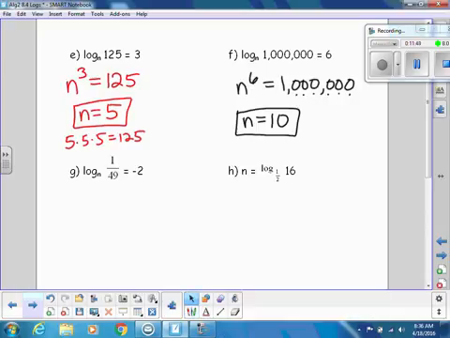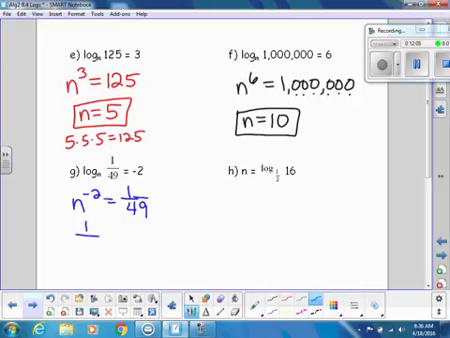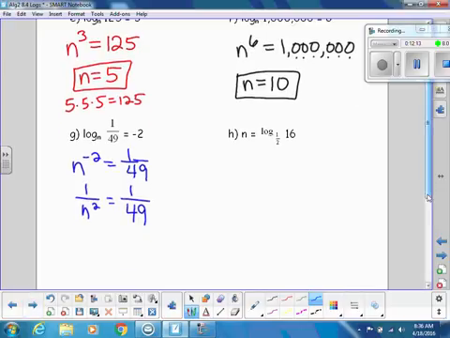All right, and then these last two are kind of a mixture. So we're just changing it into exponential. So n to the negative 2 power equals 1 over 49. Remember, we said a negative exponent means that this is flipped. So this is like 1 over n squared. And we're trying to see if that's equal to 1 over 49.